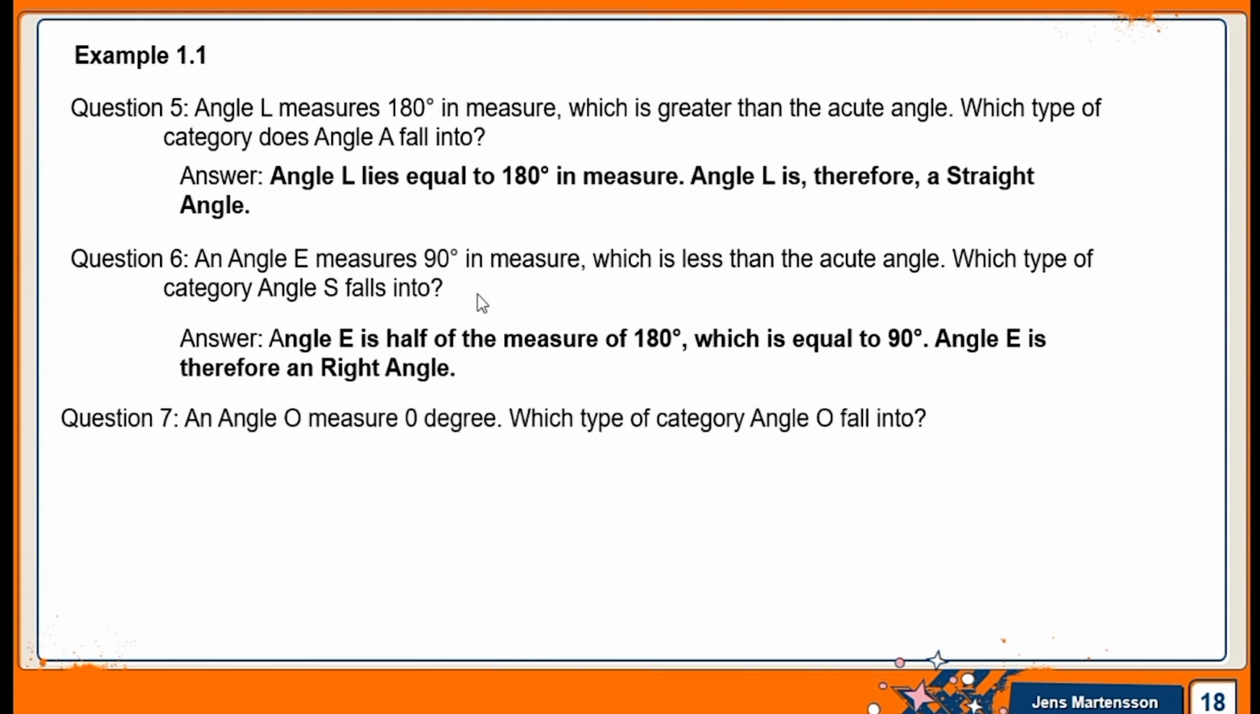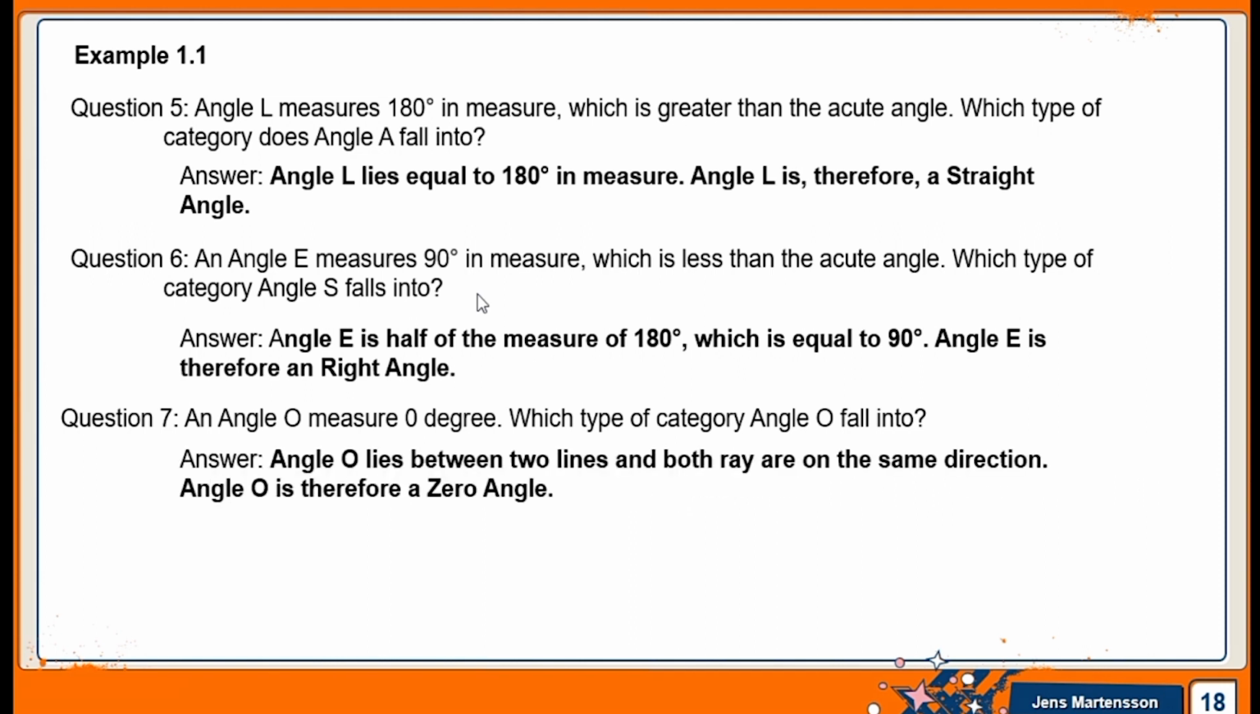So question number 7, an angle O measures 0 degrees. Okay, which type of category does angle O fall into? So I know you can answer this one. The answer is: angle O lies between two lines and both rays are in the same direction or in the same position. So what is that? Angle O is therefore a zero angle.